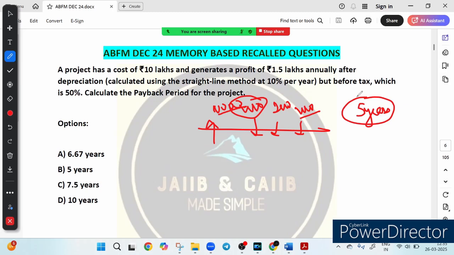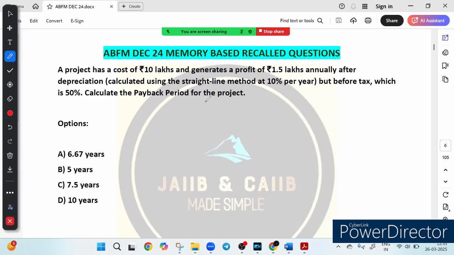So let's first do the calculation here. First of all, the thing is depreciation. How do we account for depreciation? Depreciation is a kind of non-cash expense. It is not a kind of profit, it is an expense, and that too non-cash. There is nothing cash involved here. So we first deduct the depreciation before calculating profit.